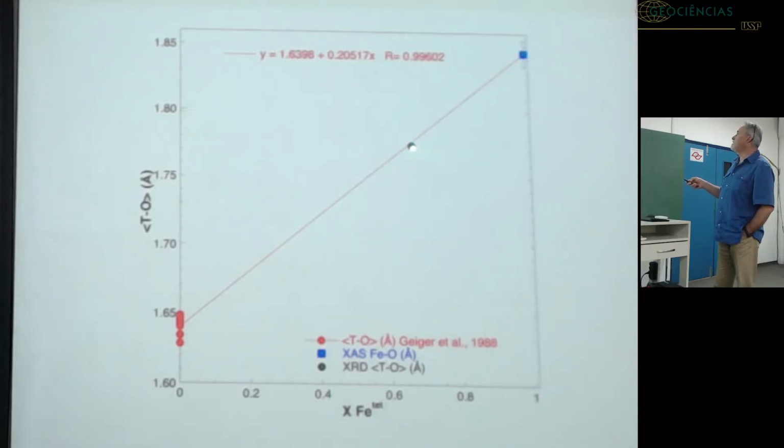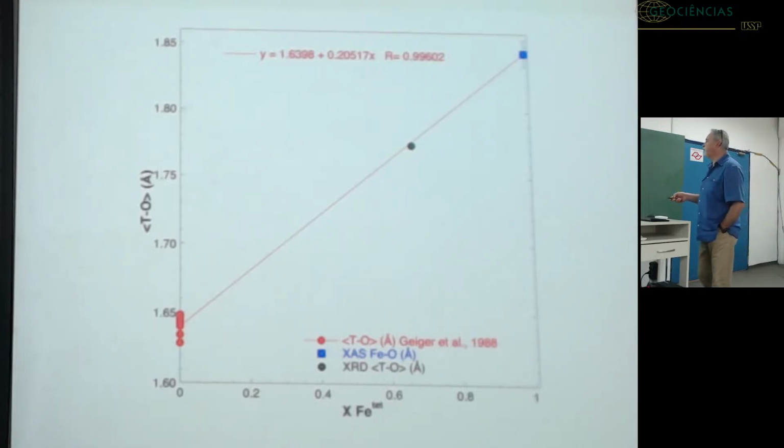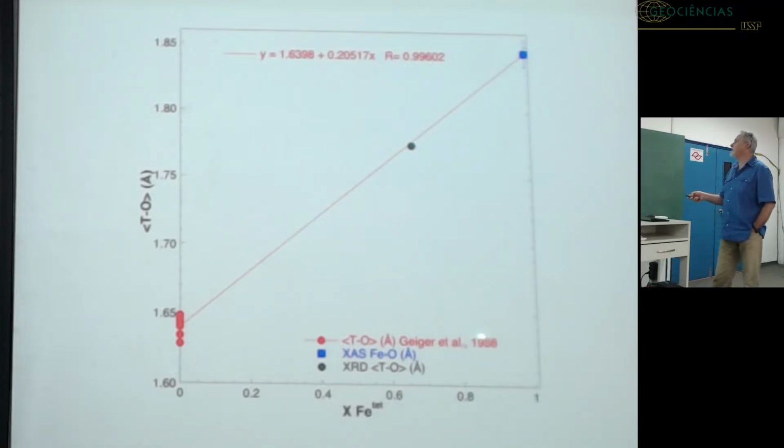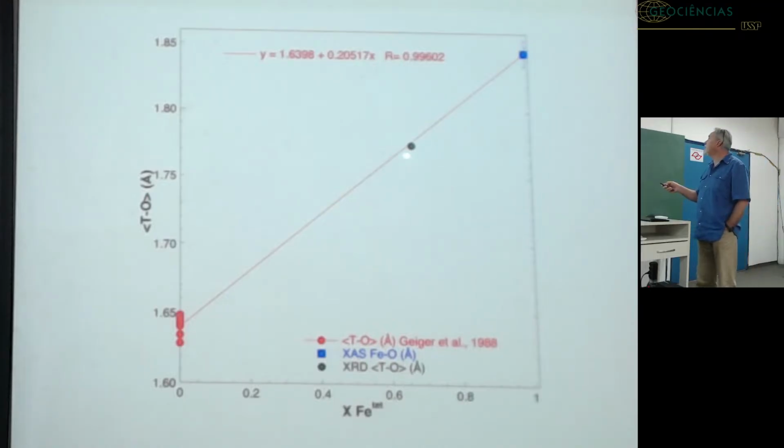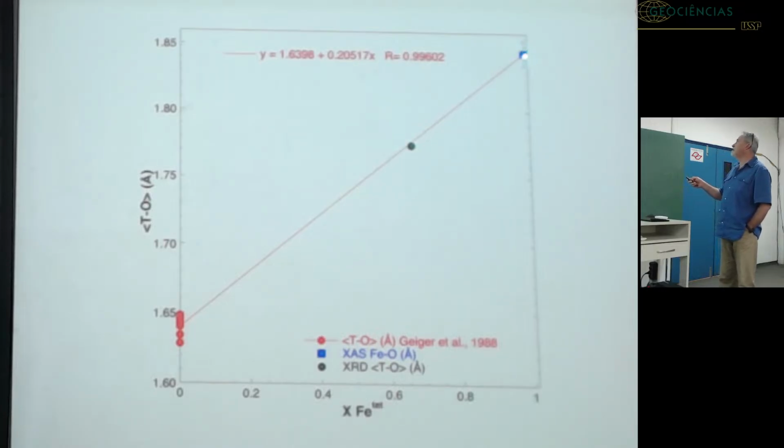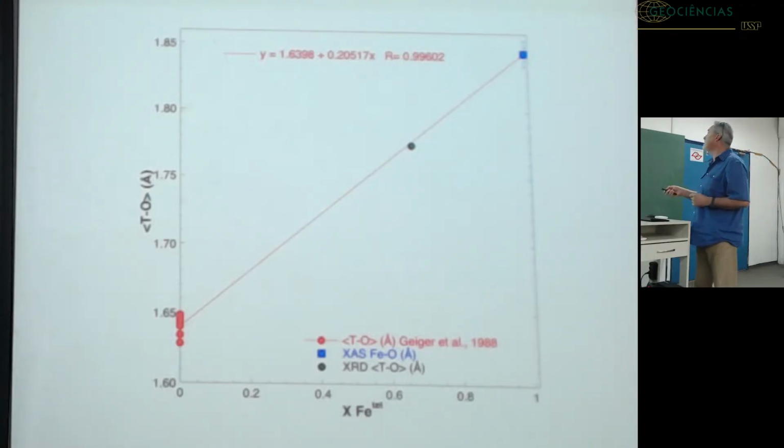That's the iron tetrahedral-oxygen distance as determined by X-ray diffraction. And this is a range of silicon-oxygen distances determined for a set of end-member garnets studied in the literature. Again, the distance we found from diffraction is a weighted average between the iron-oxygen distance and the silicon-oxygen distance, weighted by the relative abundances in the tetrahedral site.